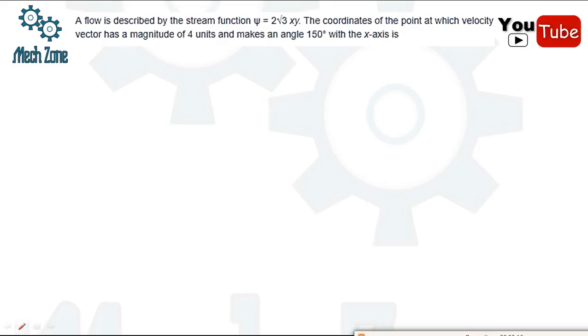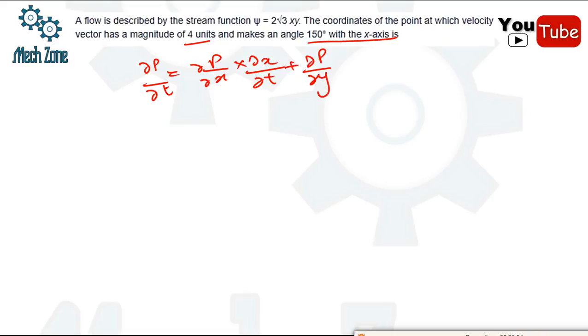Now in the next question, from fluid kinematics, a flow is described by the stream function psi equals 2 root 3 xy. We need to find the coordinates of the point at which the velocity vector has a magnitude of 4 units and makes an angle of 150 degrees with the x-axis. And we know that del P upon del t can be written as del P upon del x into del x upon del t plus del P upon del y into del y upon del t.